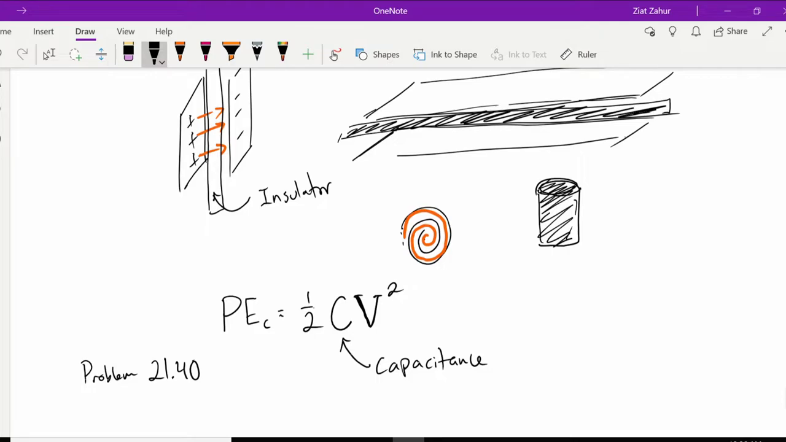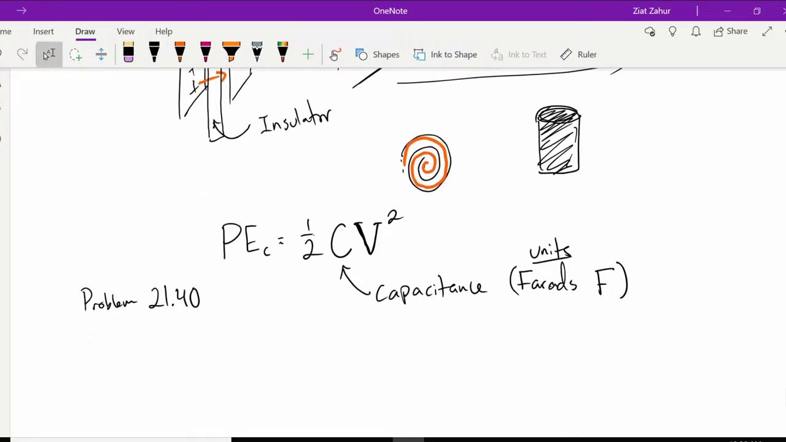Units are farads. So capital F as a unit is farad, whereas as a variable, it is force. So another one of those confusing ones.